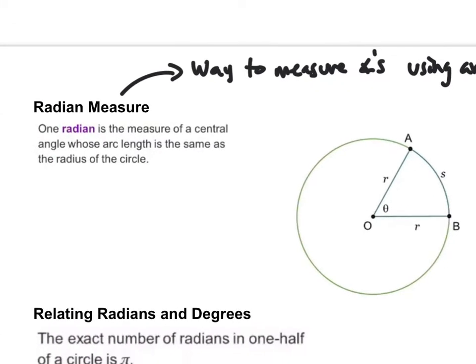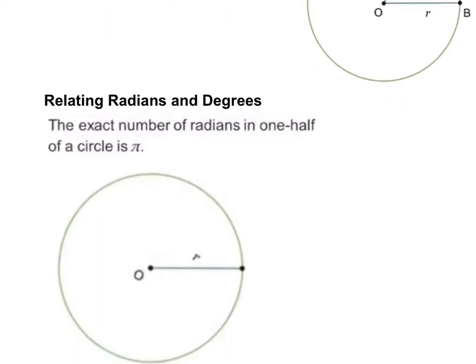We have this thing called a radian measure, and it says that 1 radian is the measure of a central angle, theta, whose arc length is the same as the radius of the circle. So 1 radian means that your arc length s is equal to your radius. We measure that in theta, but it's really an arc length. Kind of weird. But let me talk about how we relate radians to degrees.